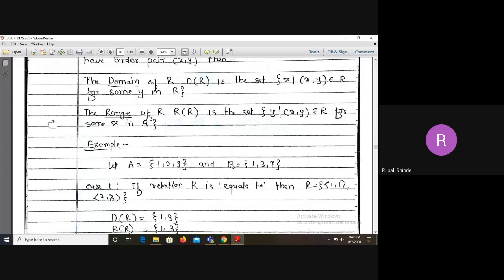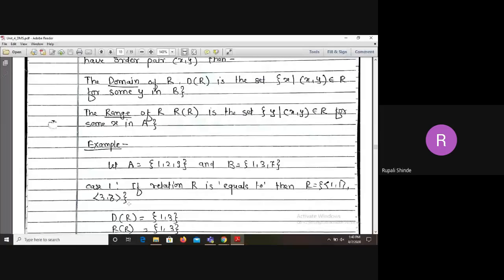So here we have taken this relation as equals to, means what? The first element of that ordered pair must be equal to the second element. That's why the ordered pair (1, 1) is here, and (3, 3) is here. Now we have to find out what is the domain and range of this relation R.